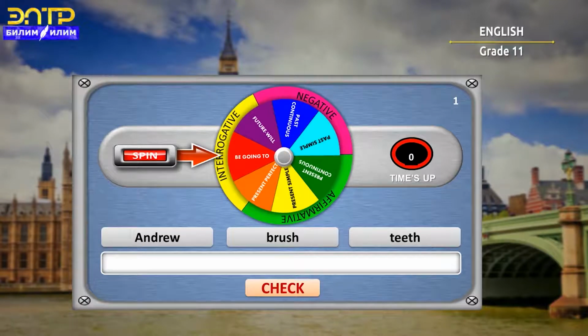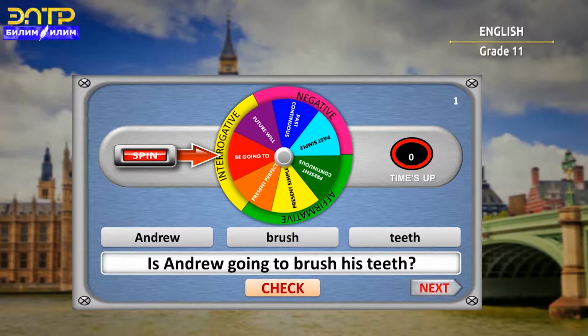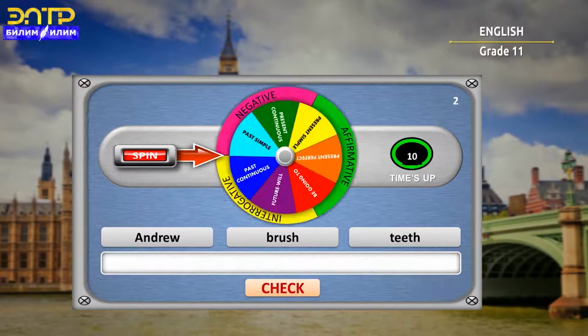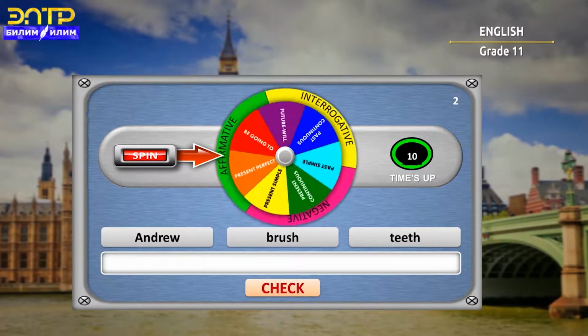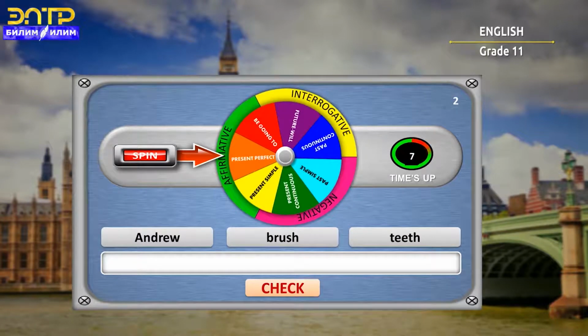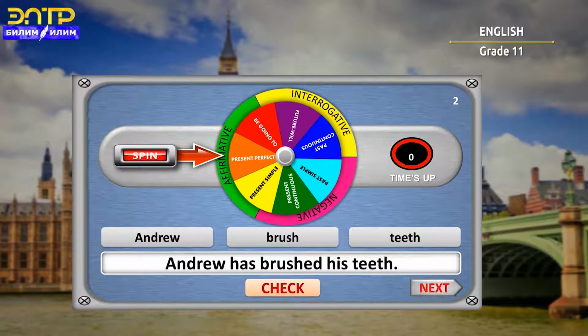The spin shows that it is an interrogative sentence with to be going to. Let's check ourselves. Is Andrew going to brush his teeth? The spin shows that it is present perfect affirmative sentence. Let's check. Andrew has brushed his teeth.